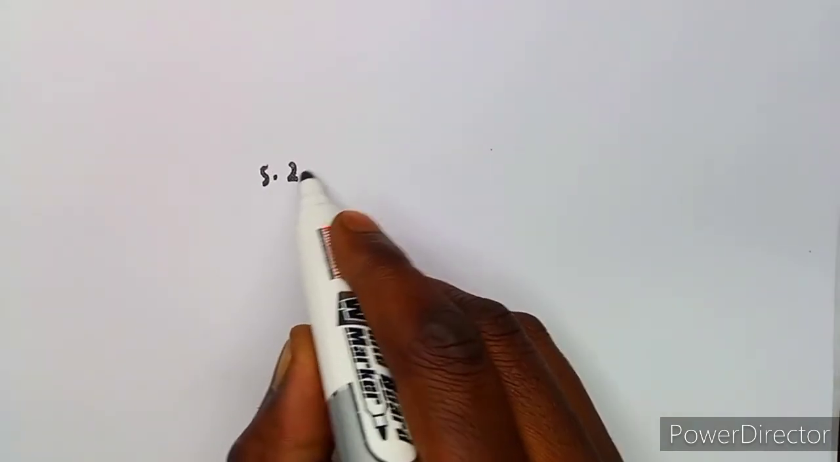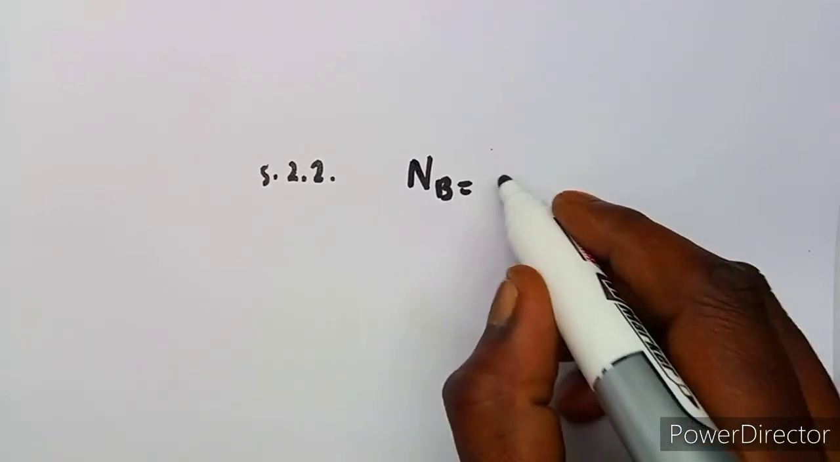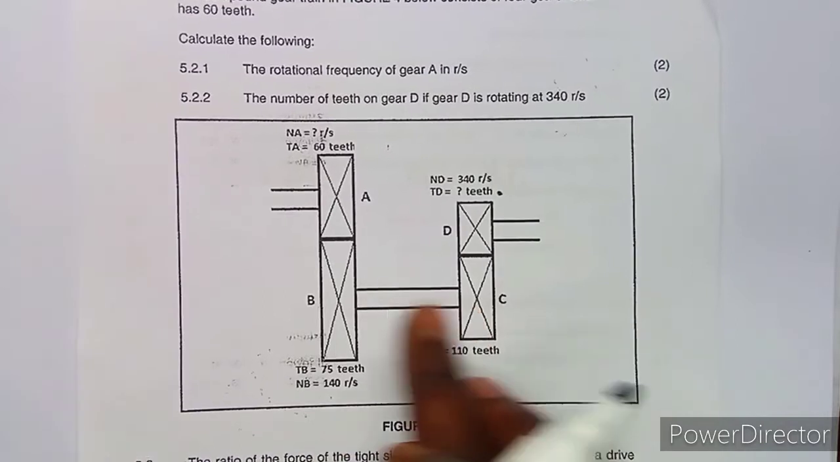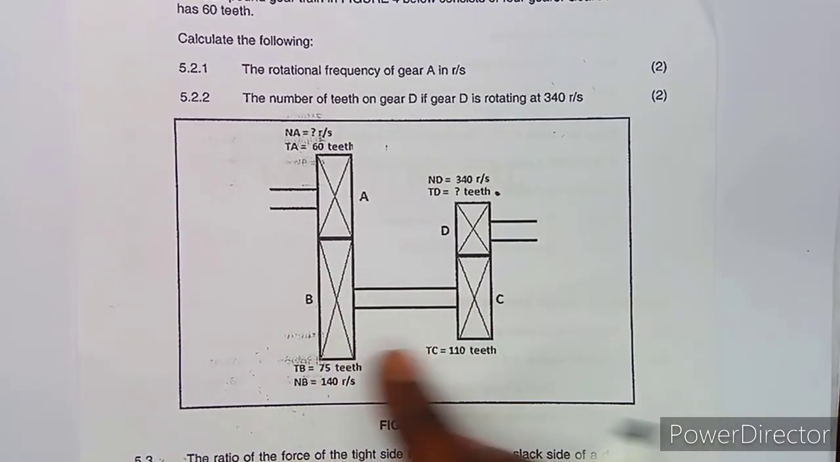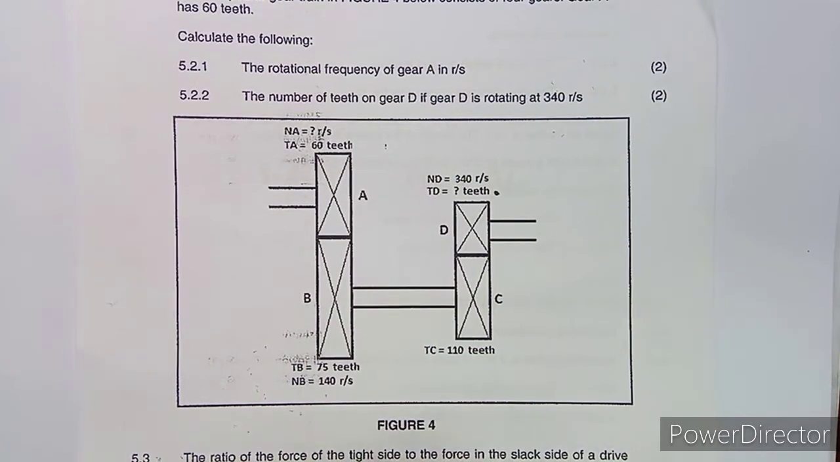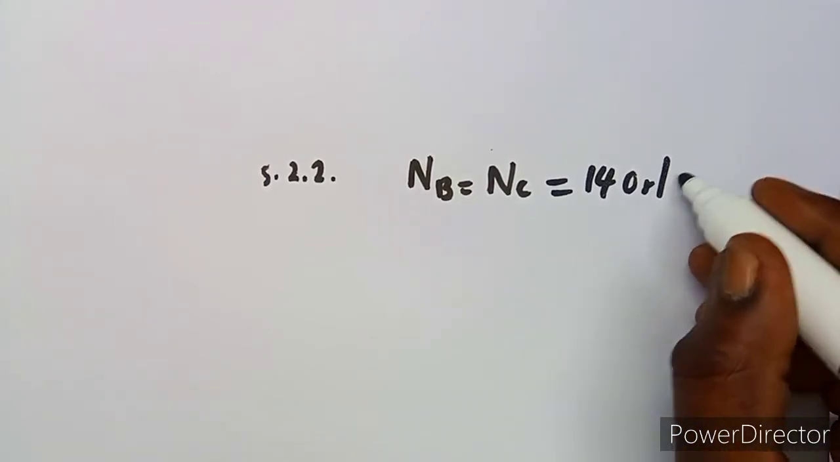Remember, I told you that since these two are connected to each other, this is going to rotate with the same speed, because these are actually coupled together. So the speed on B, which is the rotating frequency on B, is the same rotating frequency which we have on C, because they are coupled together. So the first thing that you're supposed to indicate is that NB is equal to NC, these ones which are connected together, B and C. So if they are equal, it means NC is equal to 140 because NB is 140. So this is equal to 140 revs per second.